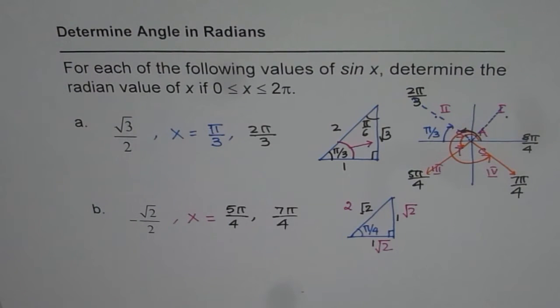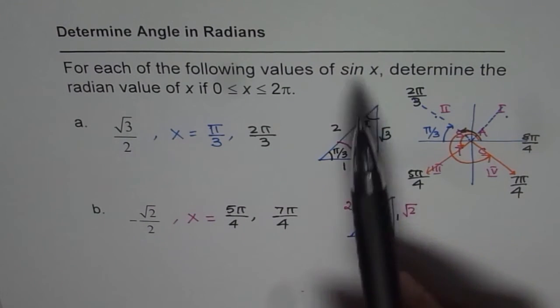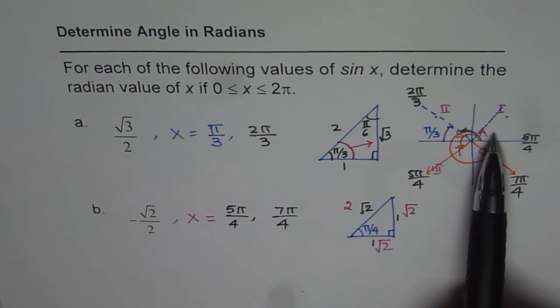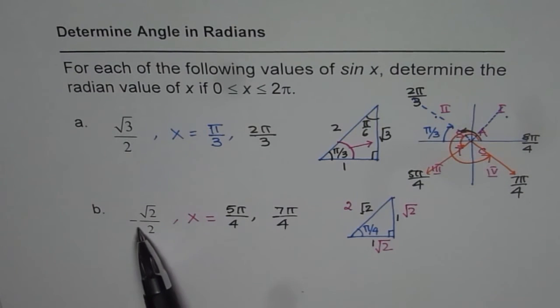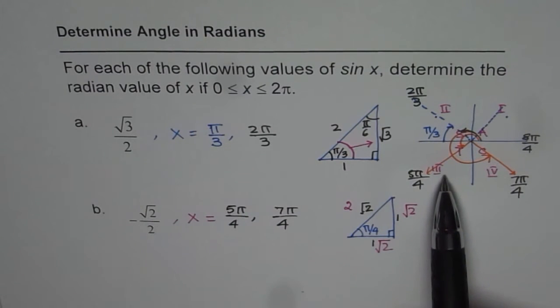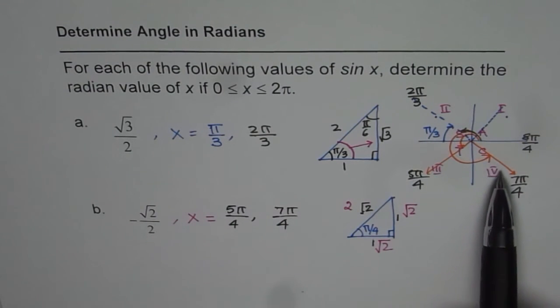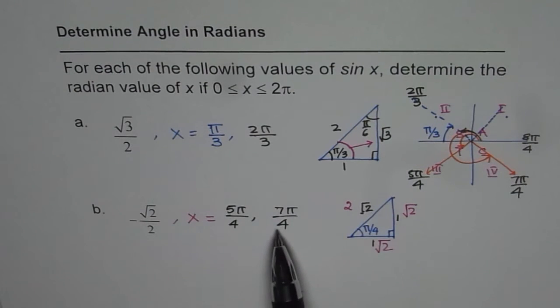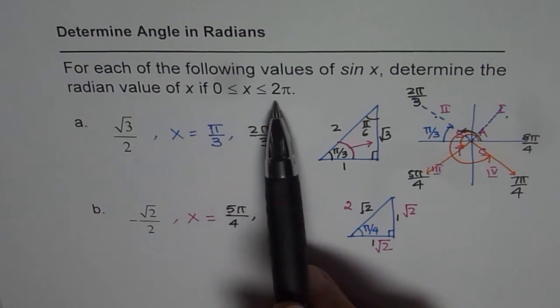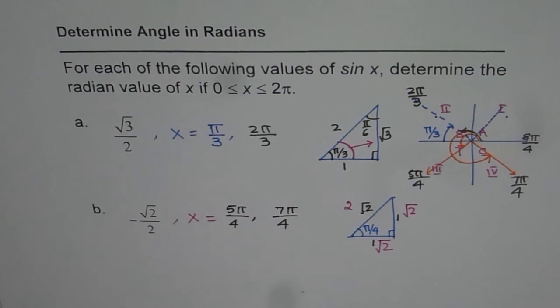I hope the concept is clear. First thing, look at the sign. If the sign is positive for sine x, then we are looking for solutions in quadrant 1 and 2. If it is negative, solutions lie in quadrant 3 and 4. Remember, we have to provide principal angles, which is between 0 to 2 pi. So we'll have two solutions.